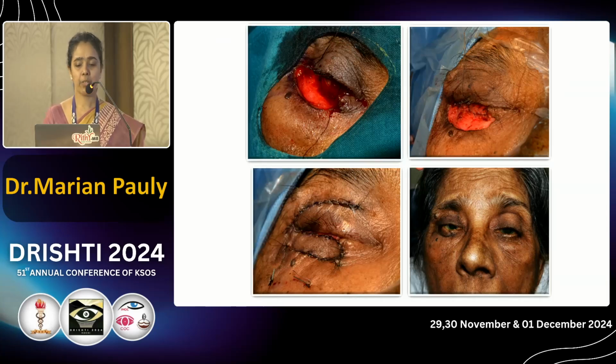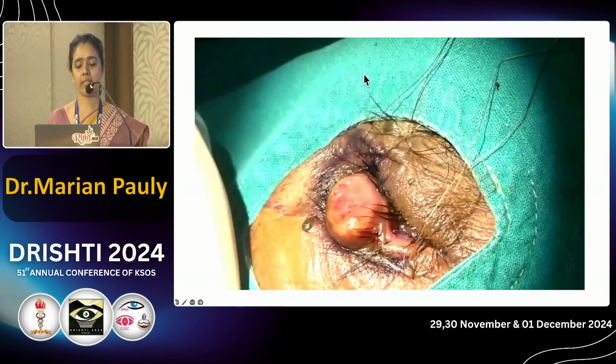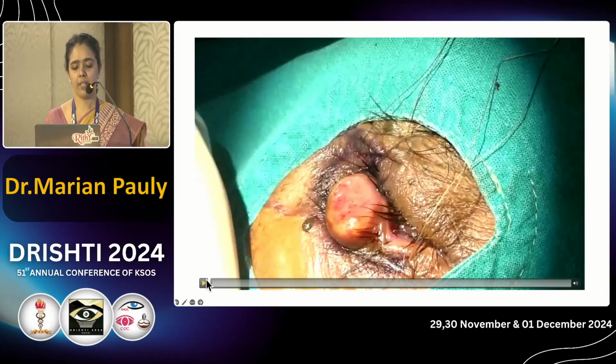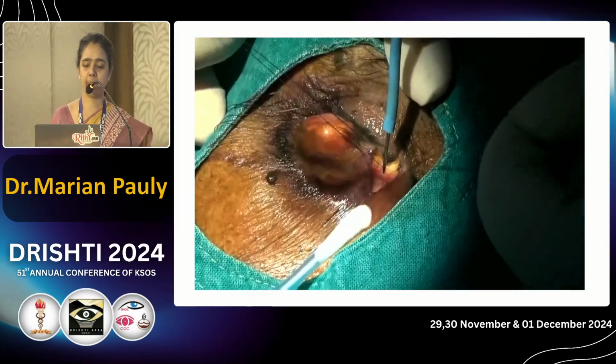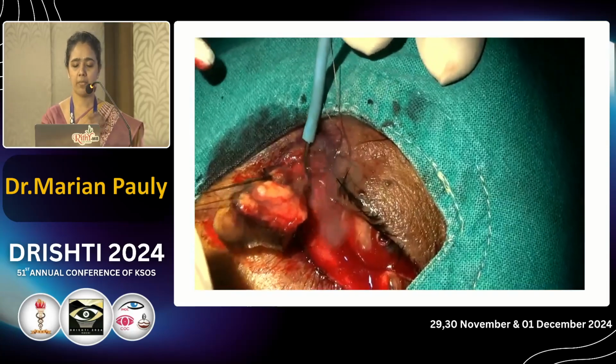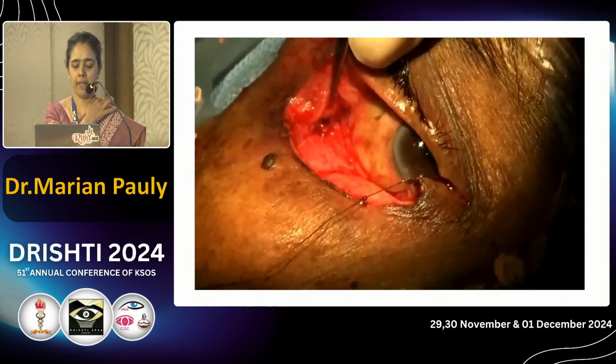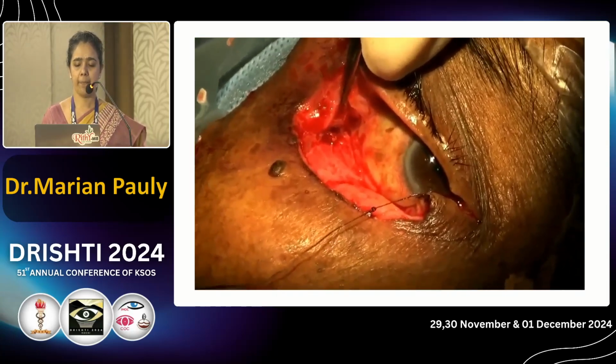So lower lid, I'll just take 1 minute. This is an extensive lower eyelid defect, again sebaceous gland carcinoma, so naturally Hughes. This is a small video. So this is the Hughes. The other one is the reverse Hughes. Again, the 4 millimeter tumor margin is removed. So this is the defect.